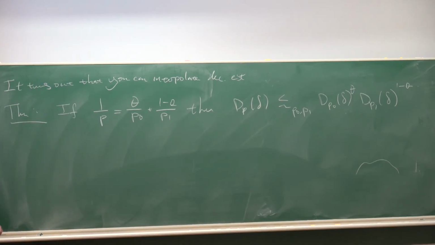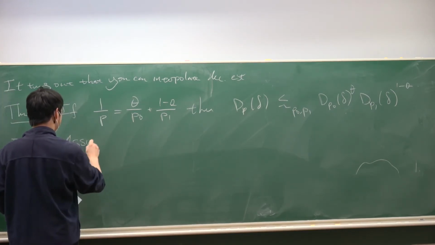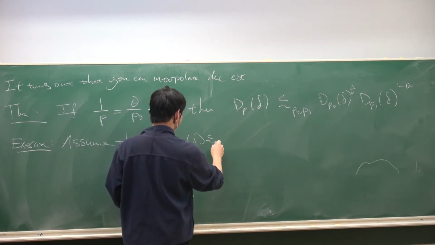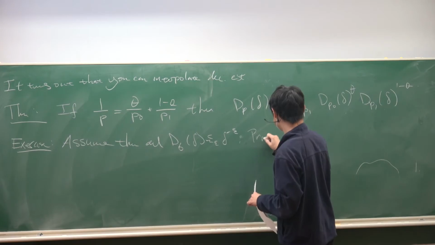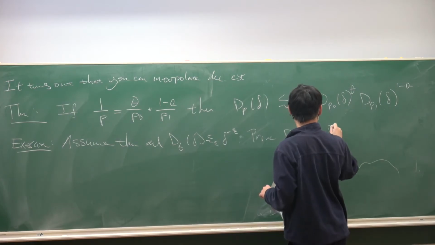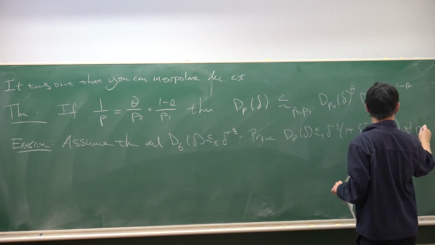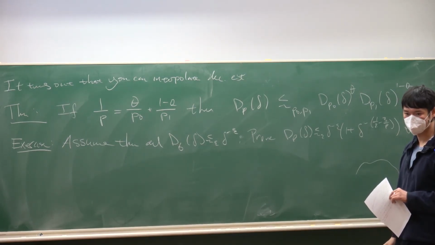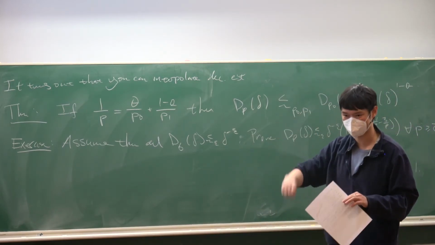So I guess, exercise: assume the theorem, and that D_6 of delta is bounded by delta to the minus epsilon. Prove then that D_p of delta is bounded by delta to the minus epsilon for all p bigger than 2. Right? Yes? So is this interpolation flexible for any other situation? Yes. As in for arbitrary decoupling, like decoupling anything.